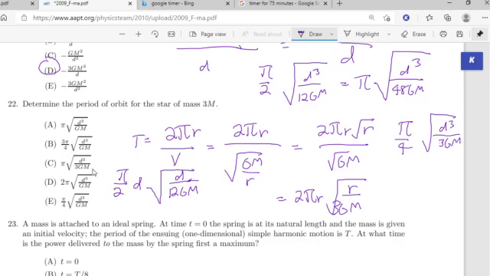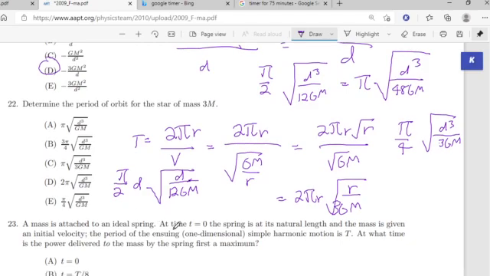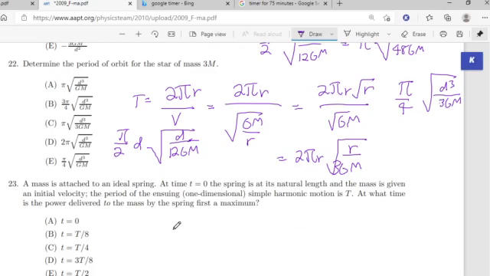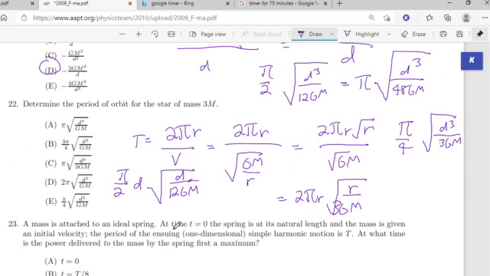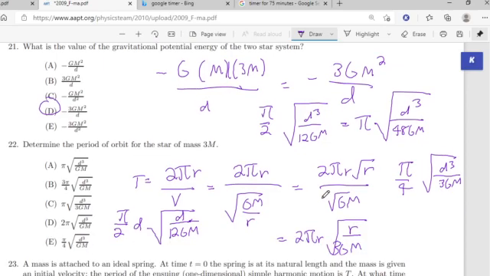Still not one of the answers. Where did I mess up? Okay, so, hmm. Yeah, definitely messed up somewhere, but I do not know where.